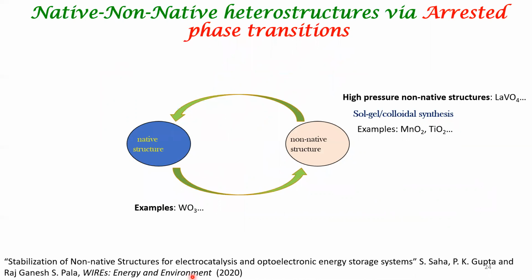So, an important theme in this area is how do you form heterostructures? We have typically utilized two approaches. One is, supposing we are able to form a non-native structure, we can thermally phase transform that non-native structure to native structure. But if you can arrest the phase transformation, we can form a native and non-native interface. We have utilized this for a variety of structures to form different kinds of heterostructures. These are elaborated in this manuscript.